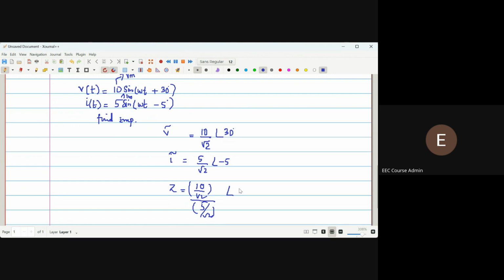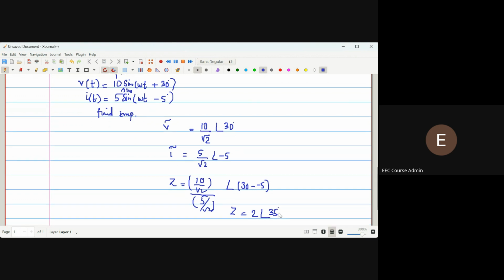What will be this angle? 35 degree, ma'am. What will be the angle involved in the impedance? What is the phase angle in the impedance? 35 degree, ma'am. So 30 minus 5, so that will be 35 degrees. So Z can be represented as 2 angle 35 degree.